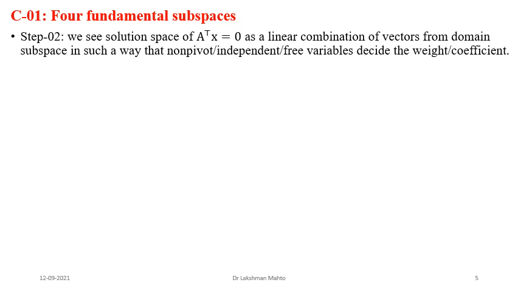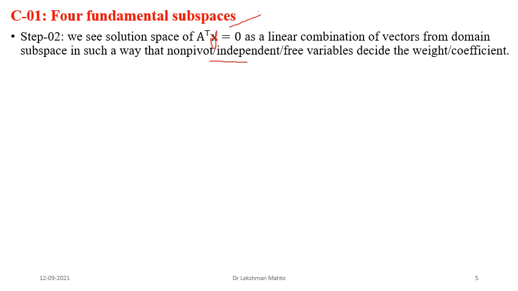So if we try to solve this one, I will change the notation of the variable here. I will call it Y. So we try to find the solution space of A transpose Y equal to 0. Then it is a linear combination of vectors from the domain subspace, in such a way that the non-pivot or independent or free variables will decide the weights. These are very complicated things. If you understand the null space of a given system, then these things will be clear, and you can get those in those lectures.